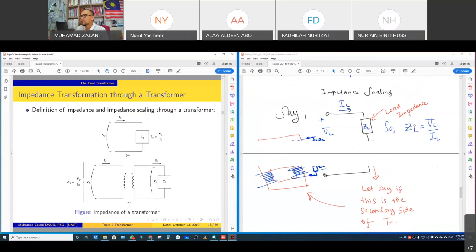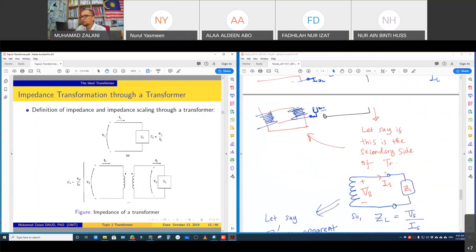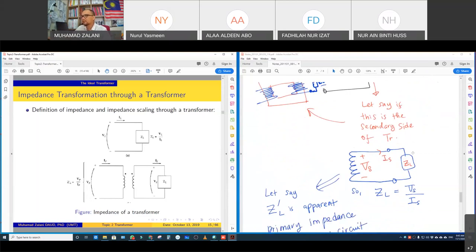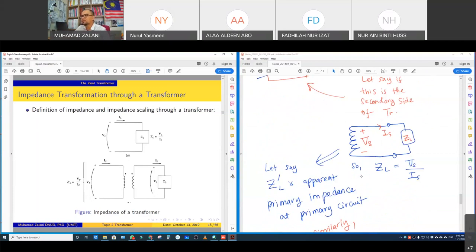Then we can say that ZL is VL divided by IL. So if we redraw this in terms of schematic, we can redraw it like this, which is we connect ZL across VS and IS, similar. So now we can say that ZL equation is now VS over IS. All right, this is the secondary part of the transformer.